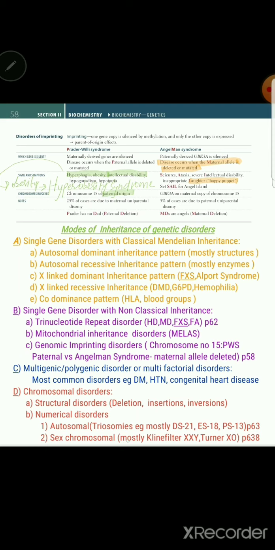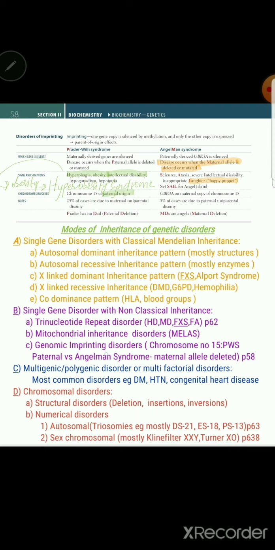Then sex chromosomal disorders involve the X or Y chromosome. If one extra X is there, it is called Klinefelter, and it is the most common sex chromosomal disorder. It is also asked. And if X is deleted or not there, then it is Turner syndrome. It is discussed on page 638 with sex disorders, because these both are sex disorders, so we won't discuss them much here. We'll discuss trisomies.